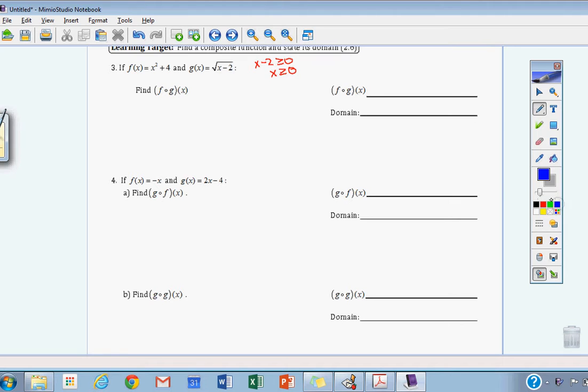Now I go do the problem. Now I'm actually going to complete this and put g of x into f of x. So this composite is going to be equivalent to replacing that x with root x minus 2, squaring it, and then adding 4. When I simplify this, it just becomes x minus 2 plus 4, so that becomes x plus 2. I can put this over here right now. That is the composite function. The composite function is equivalent to x plus 2.